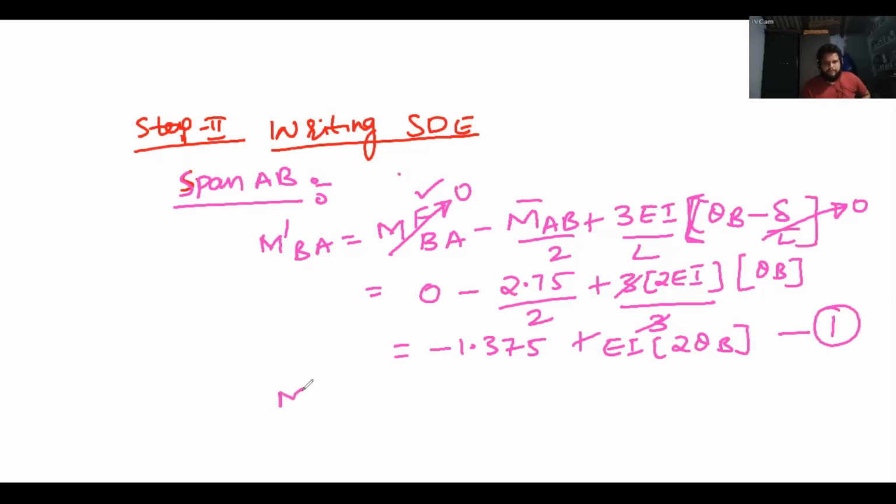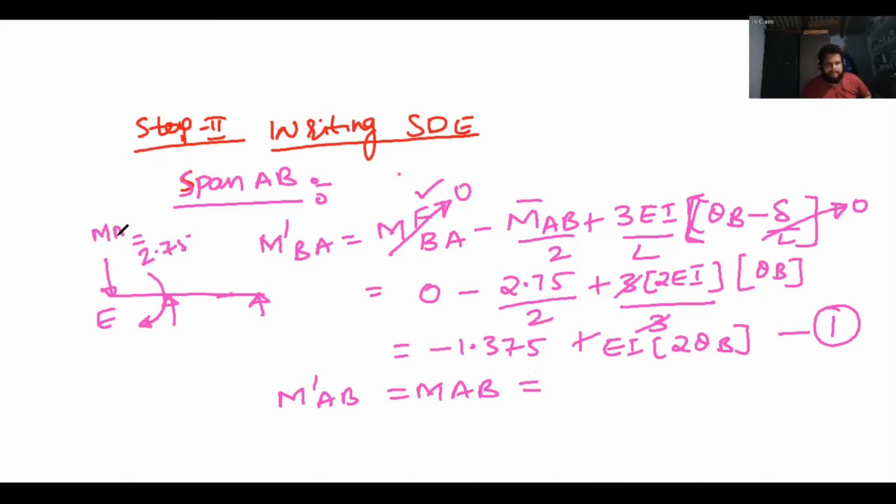What happens to M dash AB? That equals MAB. So what is that value? MAB value will become how much now? Now if you see, this is E, this is A, and this is B. So what is the moment that is generated over here? Clockwise moment. That is how much? 2.75. This is nothing but MAE directly.